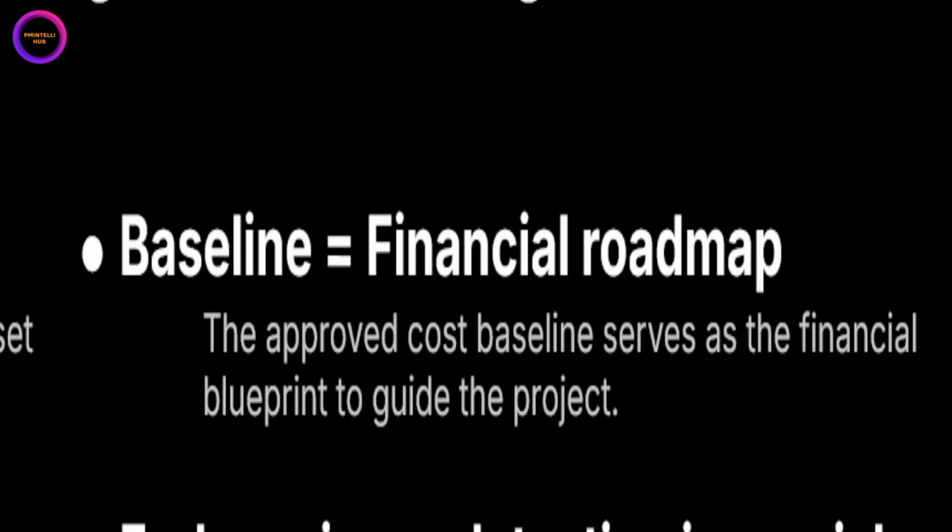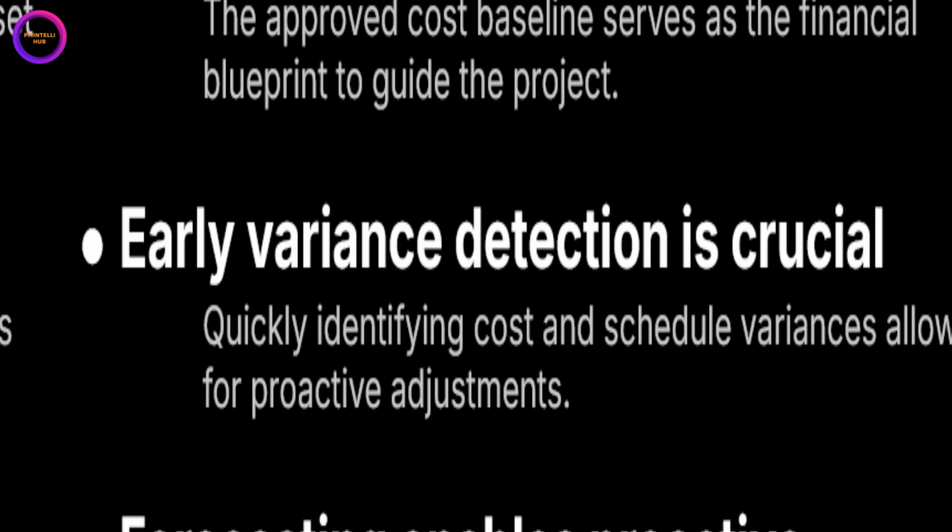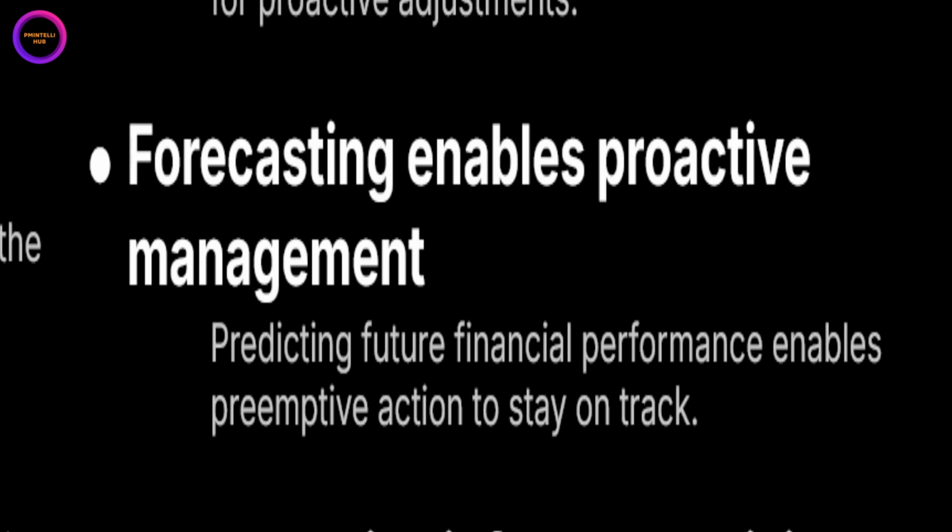And these actions are guided by 4 principles. First, the baseline is your financial roadmap. It's the blueprint that guides the project. Second, early variance detection is crucial for making proactive adjustments. Third, forecasting enables proactive management, allowing you to take action before it's too late.